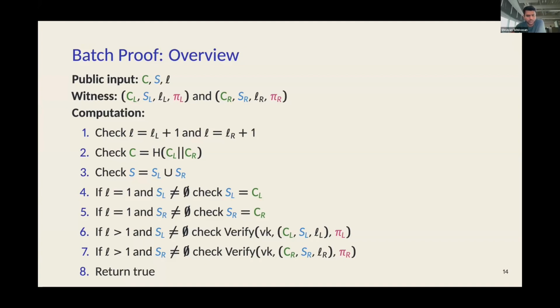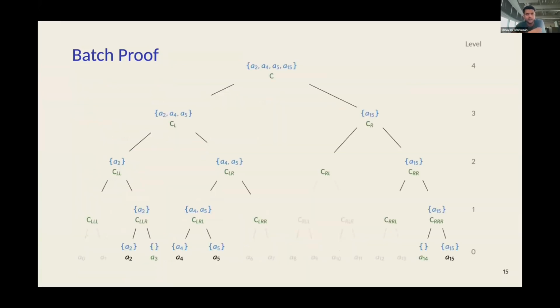In the recursive case, we check if the proofs that came in as witnesses, the pi L and pi R, are indeed correct. And we do this recursively for all the nodes of interest to us in the Merkle tree. To see this a little bit more pictorially, recall that this is the tree I have, which consists of Merkle hash values and the node subsets of what I've been showing before.